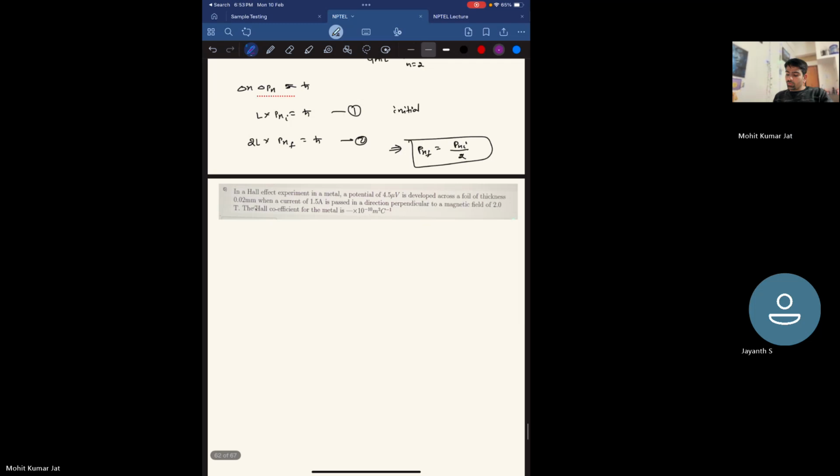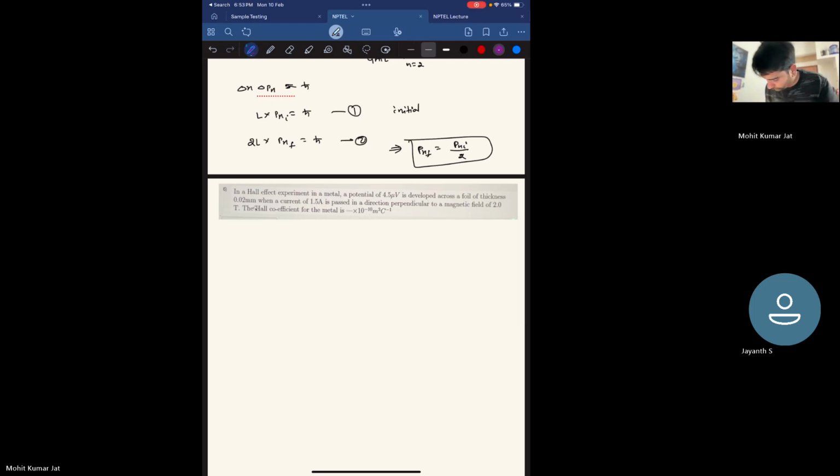Okay. Now the next question is: in a Hall experiment in a metal, a potential of 4.5 microvolt is developed across a foil of thickness 0.02 millimeter when a current of 1.5 ampere is passed in a direction perpendicular to a magnetic field of some Tesla. Find the Hall coefficient for the metal.